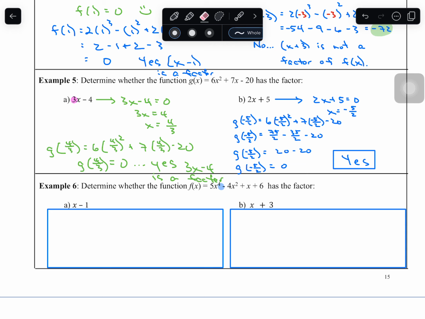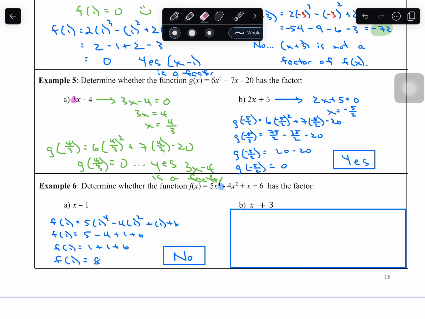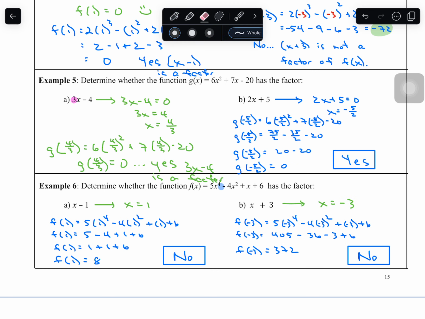Okay, taking a look at A, I went ahead and plugged in 1. Since x minus 1 is the factor, this tells me that I would have to have x equal to 1 and plug that in. When I plugged that in, I got 8, so no, x minus 1 is not a factor of that polynomial. And then for B, because it's x plus 3, that tells me that I have to plug in negative 3 and see if that is a factor. And it turns out also to be no. When I plugged negative 3 in, I got 372.